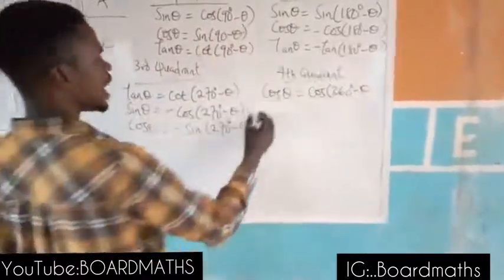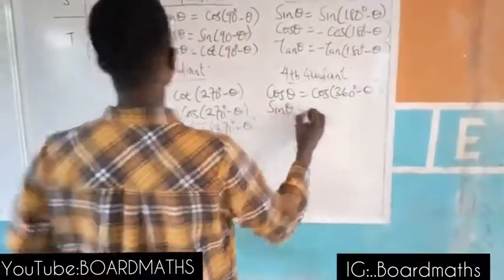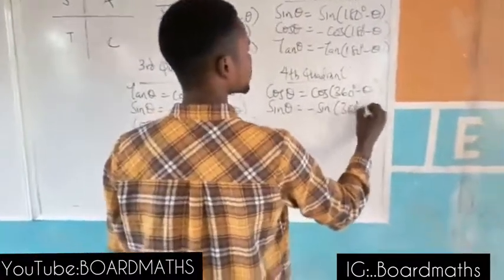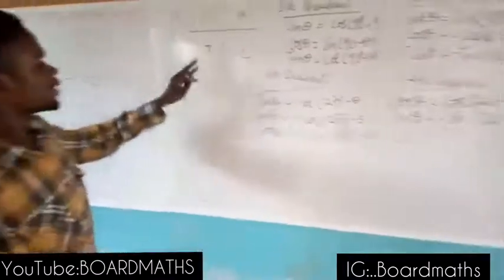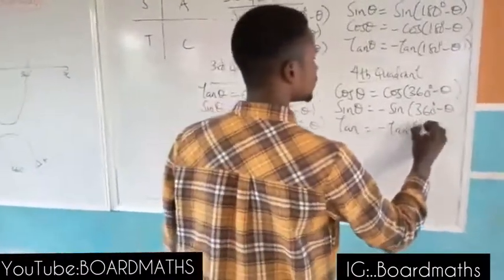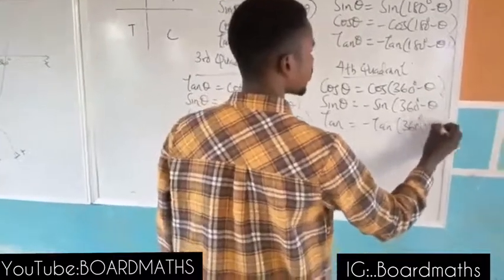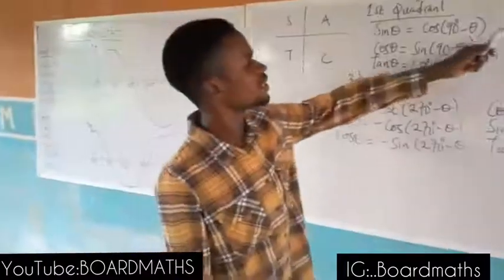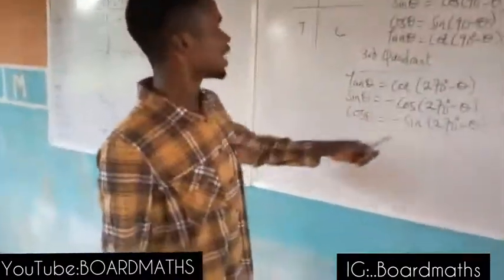Remain the same. Then sine, but here sine is negative. So we have minus sine of 360 degrees minus theta. And here tan. Tan is negative there. We have minus tan of 360 degrees minus theta. So we've already defined our first quadrant, second quadrant, third quadrant, and our fourth quadrant.